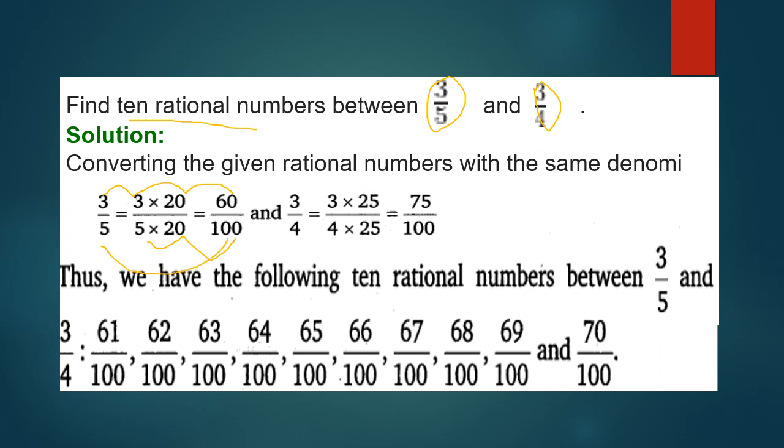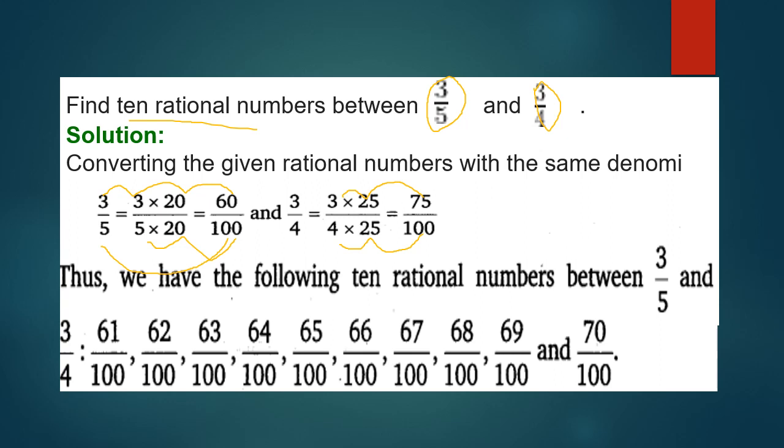Then 3 by 4 is there, no? So to make the 4 as 100, we want to multiply the 4 with 25. 4 25s are 100. So multiply the numerator also with 25. 3 25s are 75. So the resultant rational numbers are 60 by 100 and 75 by 100. 3 by 5 and 3 by 4 can be written as 60 by 100 and 75 by 100.